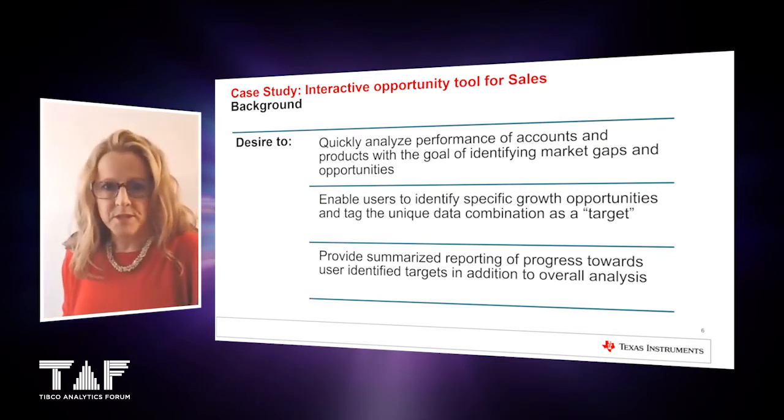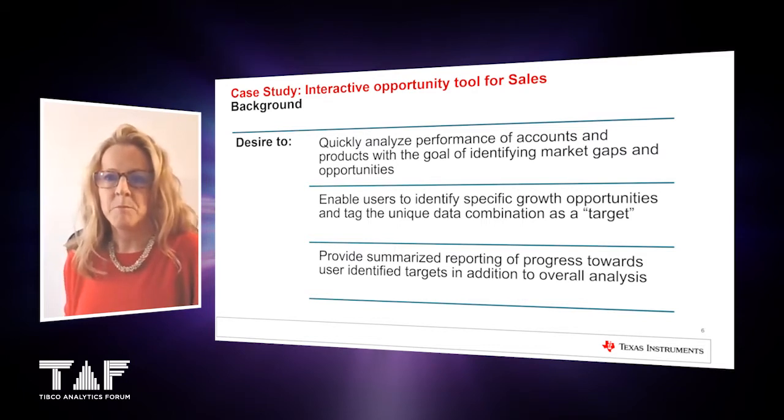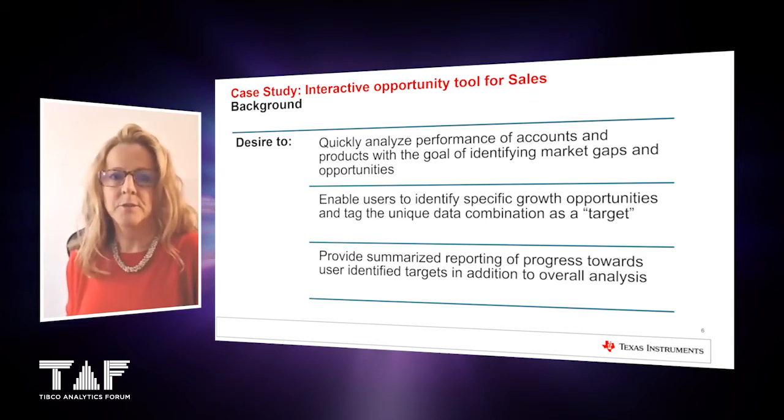Users of this tool would like to be able to quickly analyze performance of accounts and products and identify gaps and opportunities. In the tool, the users can view several different data sets concurrently, including actual revenue or historical data, forecast data, and expected demand data. The user can identify or tag an account product combination that should be tracked, and the data is saved as a goal using a stored procedure.